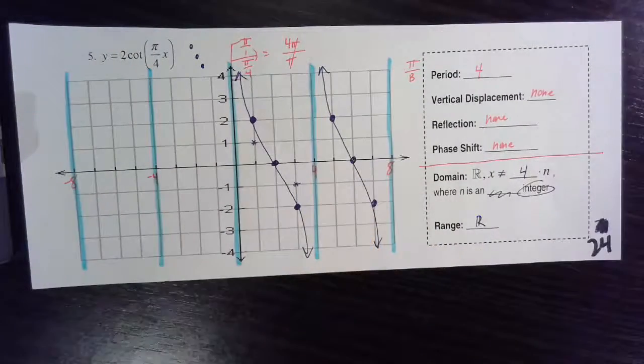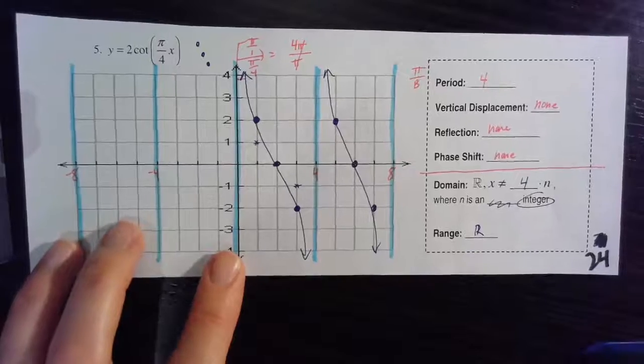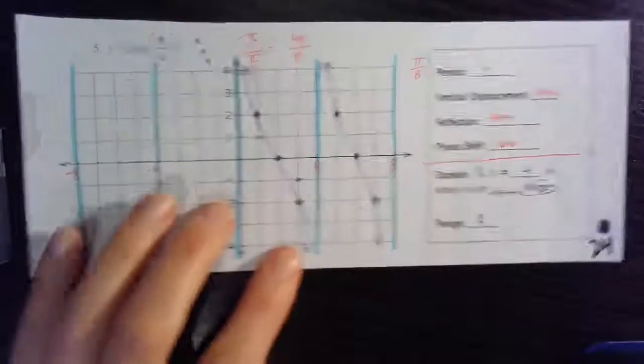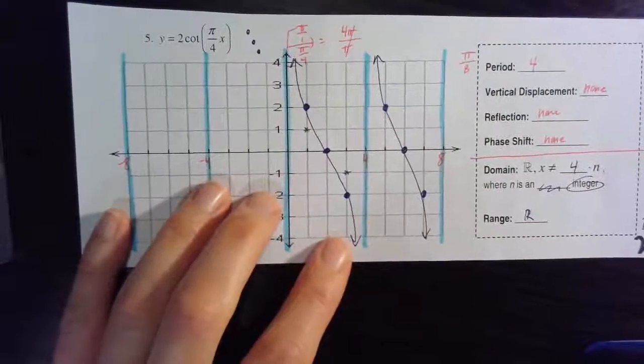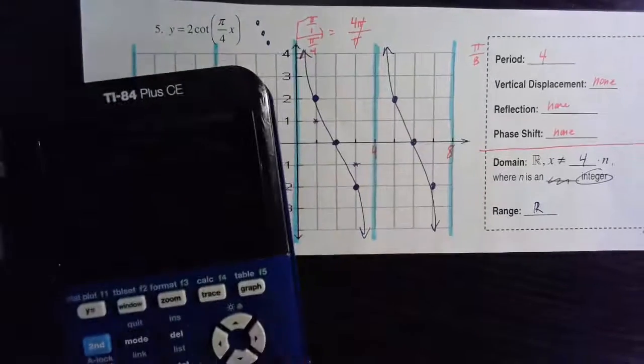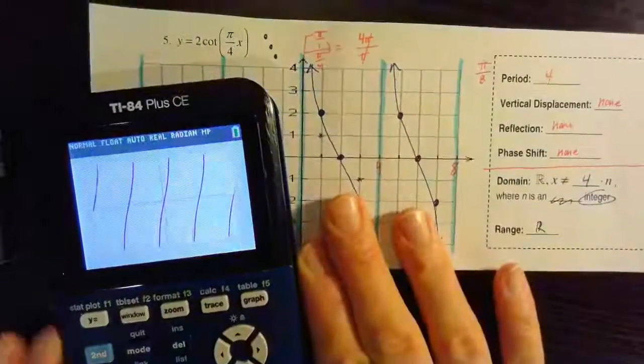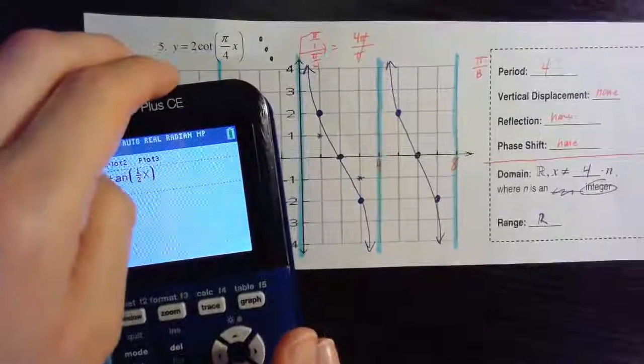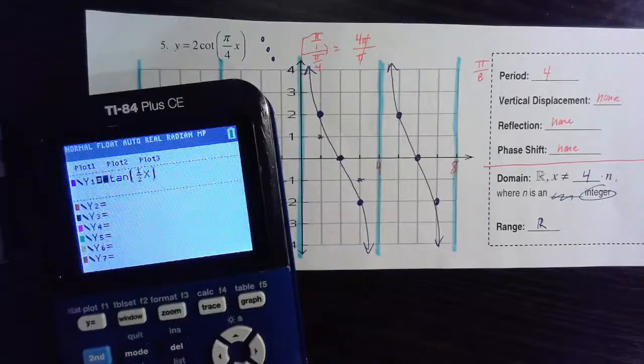I want to remind you how to graph this in your calculator for those of you who have the TI-84, because again it can be a little tricky for those of you that have that calculator. So I'm going to go to y equals. Remember, you don't have a button for cotangent. So the way you're going to have to do this, a tangent of pi over 4x. Don't forget the x, because if you forget the x it'll just give you a horizontal.